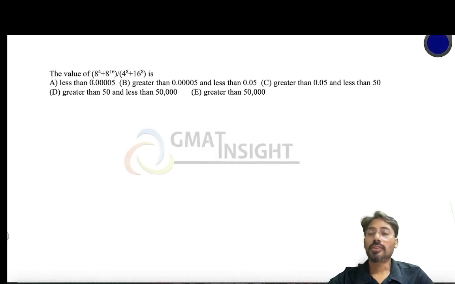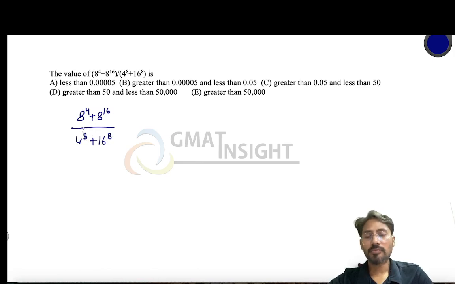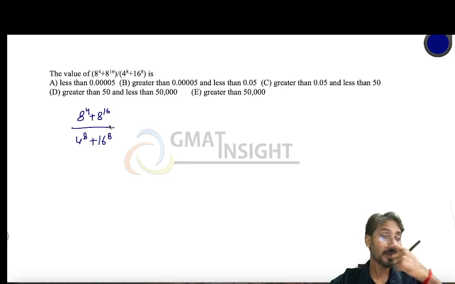The value of (8^4 + 8^16) divided by (4^8 + 16^8). You see, now we see that there are so many common factors, because all these three numbers, 8, 4 and 16, are basically powers of 2. 8 is 2 cube, 4 is 2 square, etc. So we have to find out the value of this, and that too approximately, because the options suggest that you have to just find out in which range the value of this expression lies.